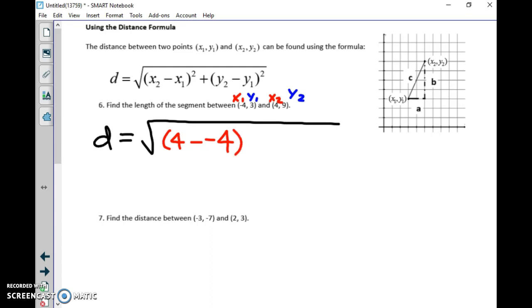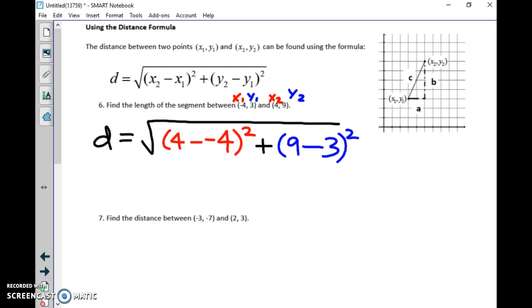What do I have to put after that parentheses? Squared. And then we're going to add, same thing with our y's. So parentheses, y2 is 9. I have to put my minus sign. And then y1 is 3. Don't forget the very last, squared. The square root is the big sign over everything.